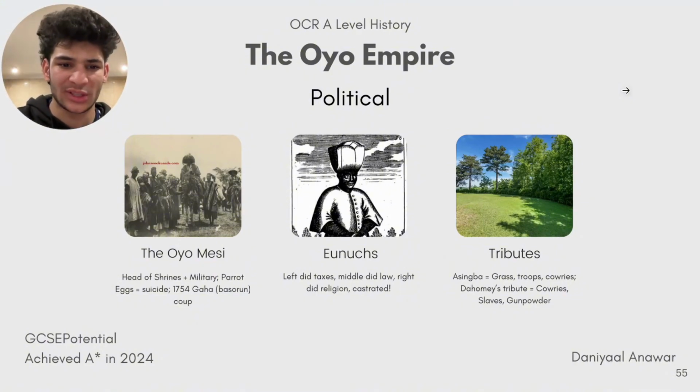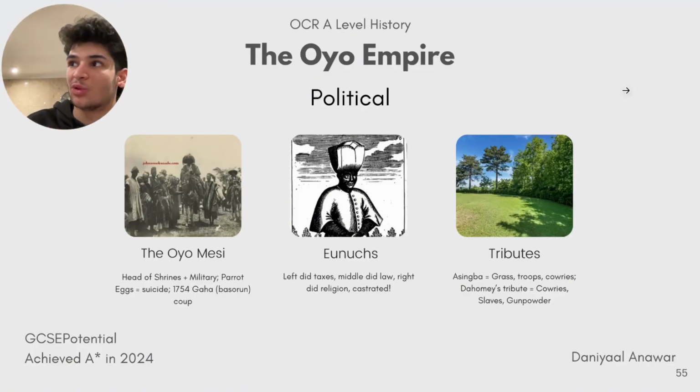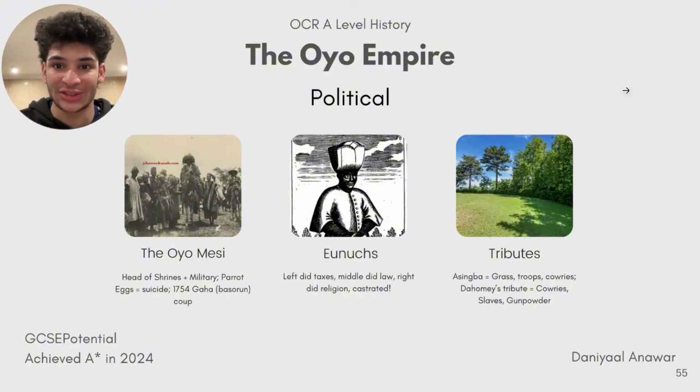They had a very interesting political structure. So the Oyo Mesi were like a group of people who surrounded the Oyo, or the elephant, whatever you want to call them. And they were in charge of shrines and the military. By in charge of the military, it's more like a ceremonial role. So they weren't actually doing strategic operations and stuff, but they just were the people who were telling other people what to do.